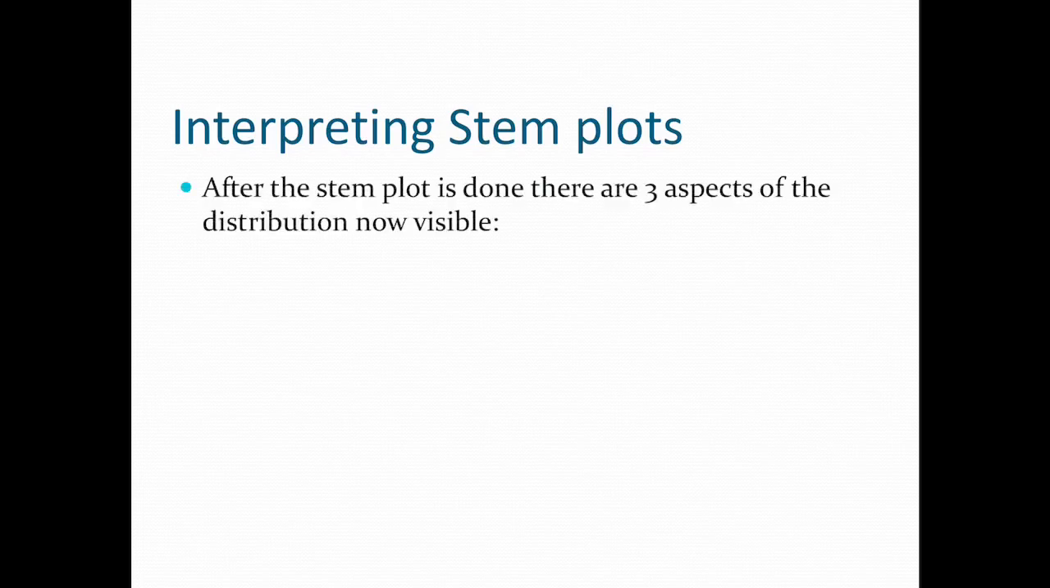So when we're interpreting stem plots, there are three aspects that you want to look at. First is the shape, then the location, and the spread. Not necessarily always in that order, but those are the three things we're going to be looking at. When we go through the book and they ask you to describe stem and leaf plots, they're looking for you to describe it based on its shape, its location, and the spread.